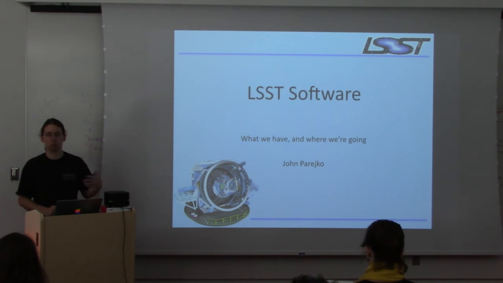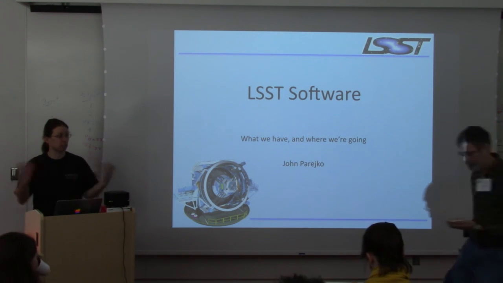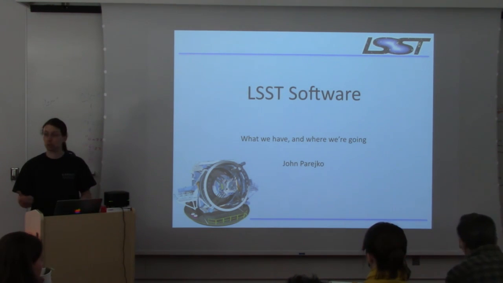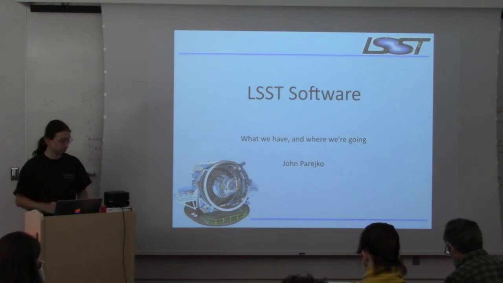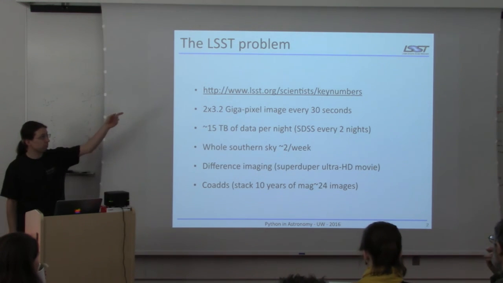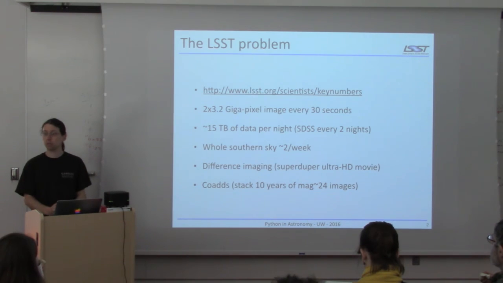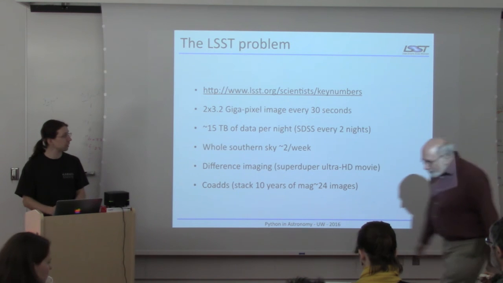But what I'm actually going to do is just talk to you about LSST, since Eric earlier gave a nice lightning talk about JWST and the things they're doing. LSST is also developing a lot of software. So here we go. So the fundamental LSST problem, if you want to see more numbers, there's the website. We have a 3.2 gigapixel camera. It's going to take 2 images every 30 seconds by our current baseline.